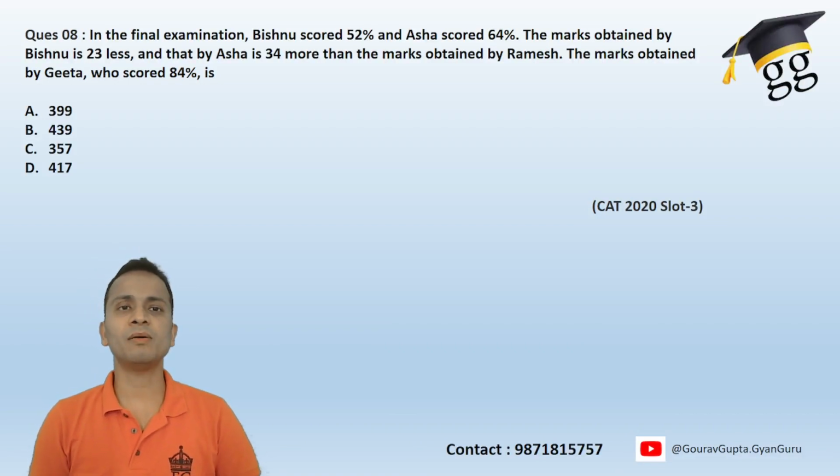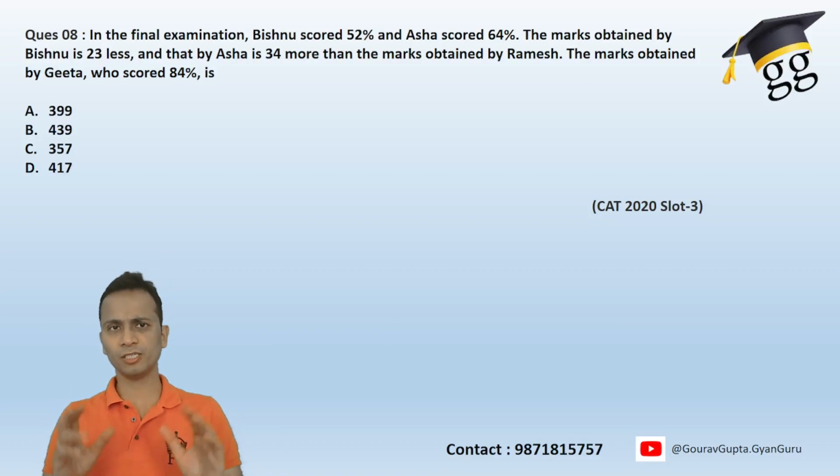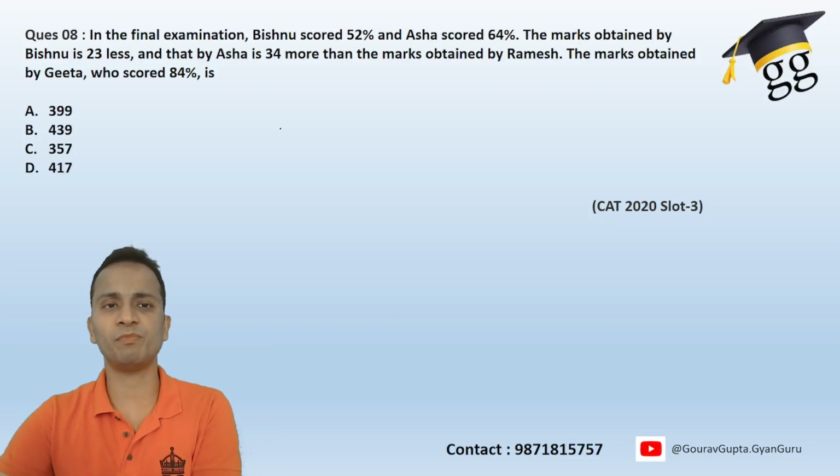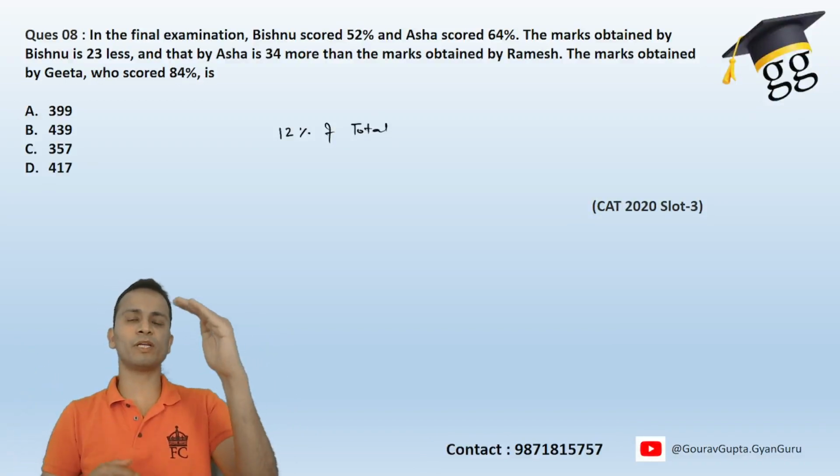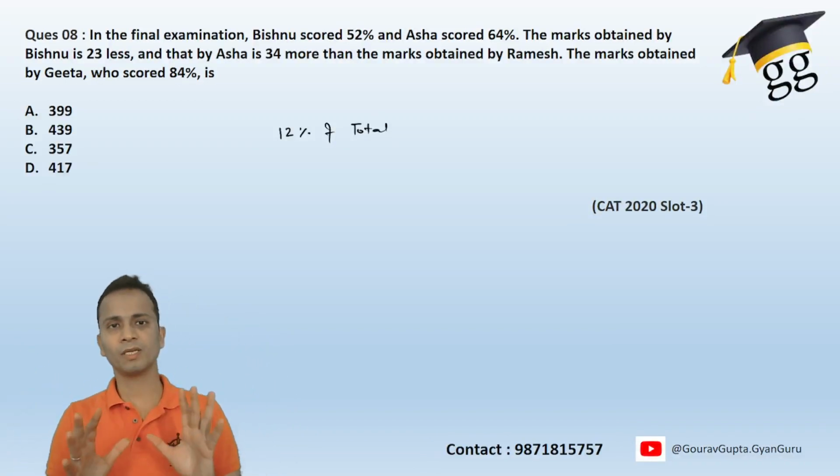Final examination. Vishnu scored 52 percentage. Asha scored 64 percentage. The difference between them is 12 percentage of total, right? So Vishnu is 52 percentage, Asha is 64, gap कितना है, 12 percentage का, लिख दिया.